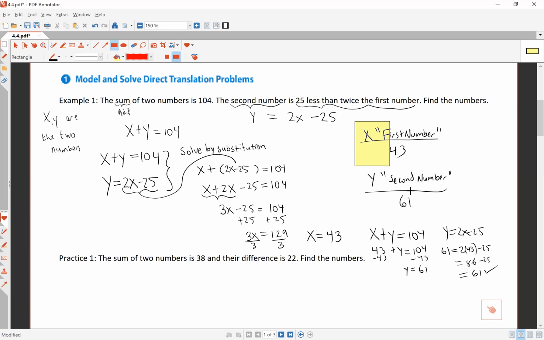The next problem is for you to practice. I encourage you to press pause on your video, set the two equations up, and solve, and come back when you're ready to see the solution worked out.